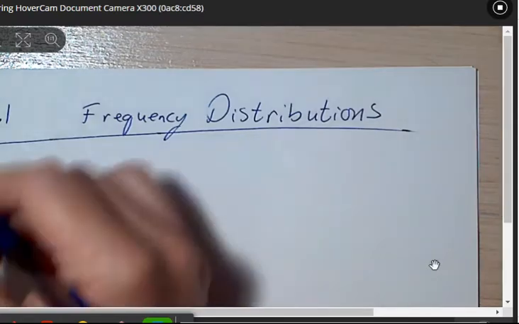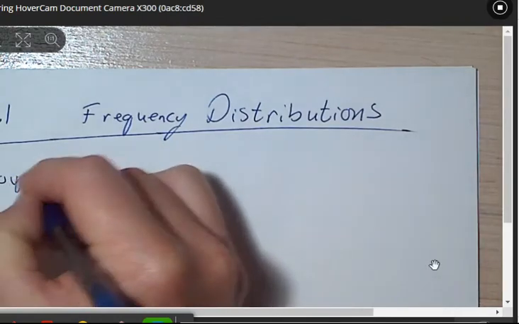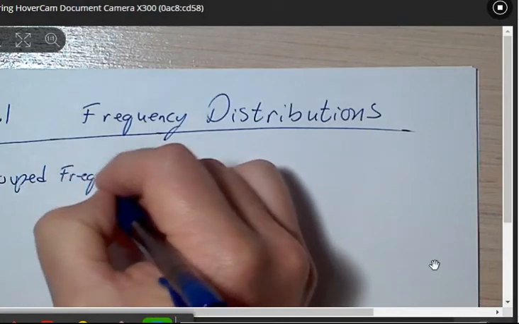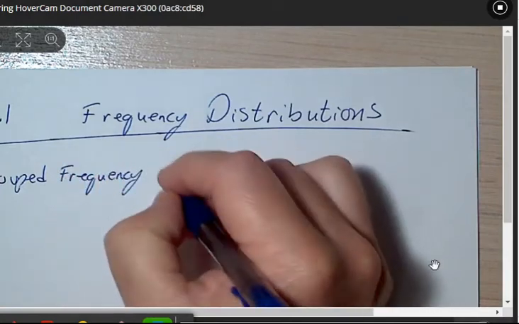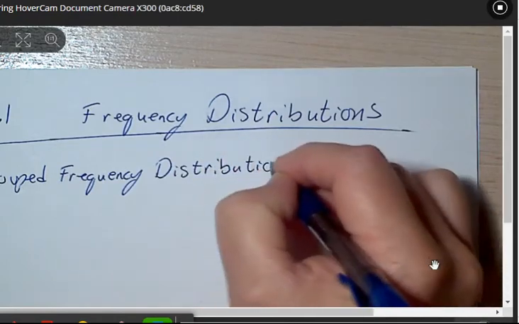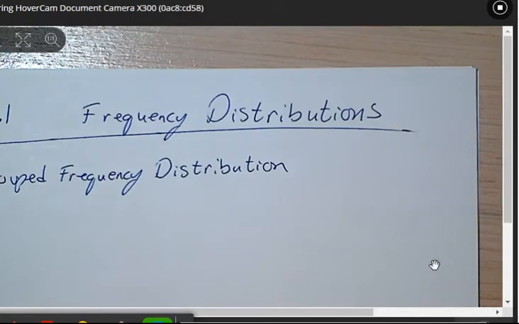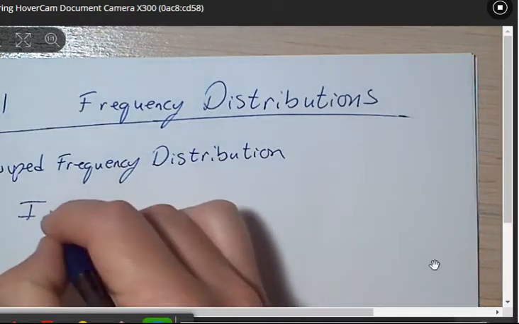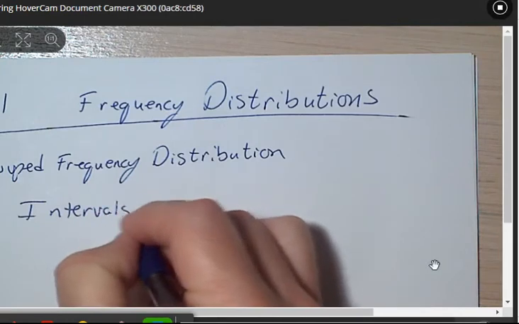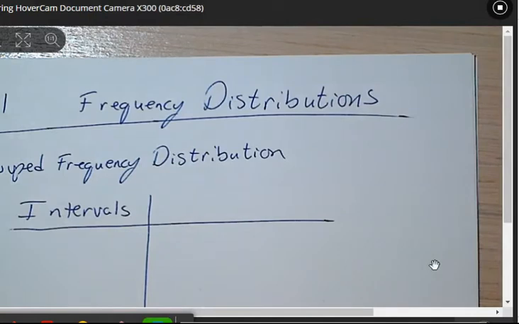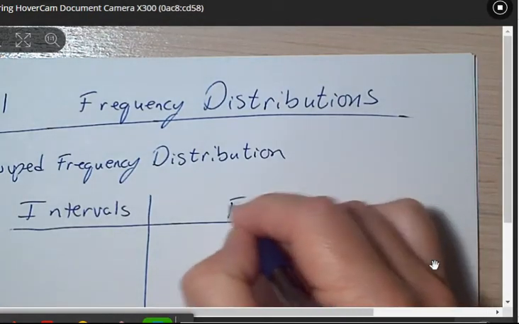And the very first item that they talk about is a grouped frequency distribution. And when they talk about a group frequency distribution, it basically is like a frequency table. Really is the same thing, but it's just in intervals. So most of the time it's going to be set up where you have some defined intervals here, and then you're going to have the frequency over here.